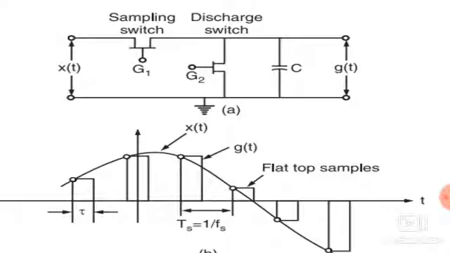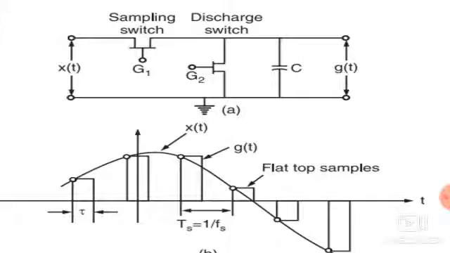To get the flat top sampled signal, we have a circuit like this, where x of t is the input signal and g of t is the output signal. The input signal is a continuous time analog signal, and G1 and G2 are FET circuits. G1 acts as the sampling switch and G2 acts as the discharge switch. The capacitor charges between T1 and T2 seconds, and Ts is the sampling time, represented as 1 by Fs.